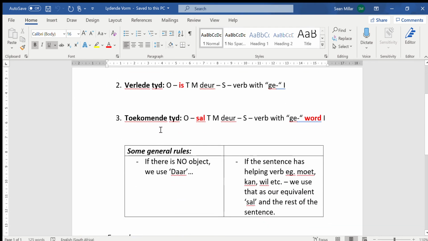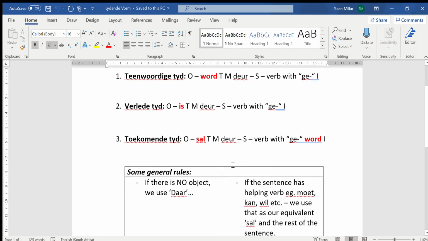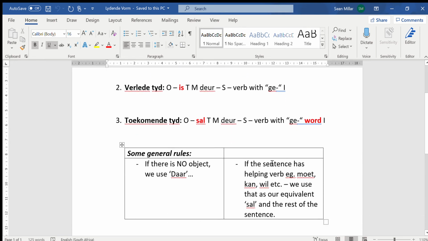Then if we look at toekomende tyd, obviously here's a slightly different. You start the sentence with your object as usual, but instead of saying word deer or is deer, you say sal deer, and then obviously your time and manner can fall in between your sal and your deer. And then what's important to note is just coming down here, if the sentence already has a helping verb such as moet, kan, wil, we use that as our equivalent sal, and the rest of the sentence stays the same.